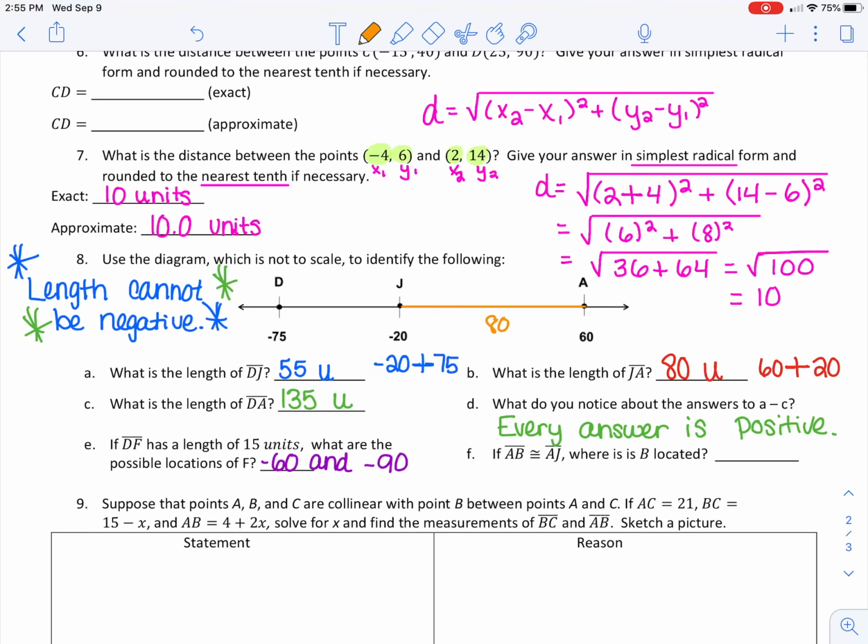If that's 80 units, we have to go 80 units the opposite direction. So we have to add 80 to that 60, which gives us 140. That means we're going to be located way out here at B, around 140. That way, if you look, from J to A is 80 units, and from A to B would be 80 units as well.